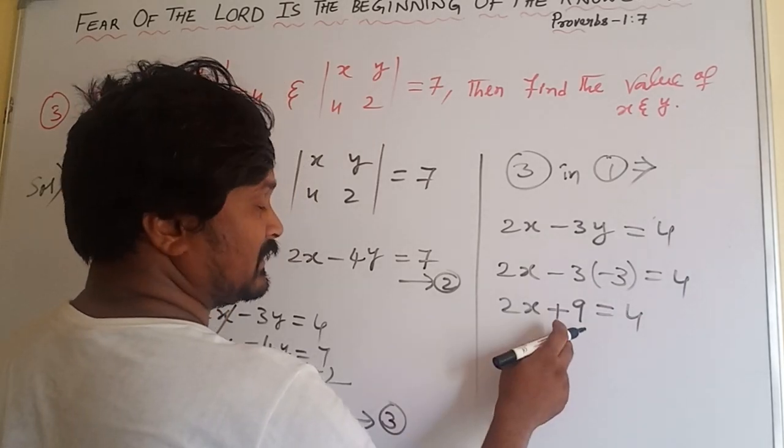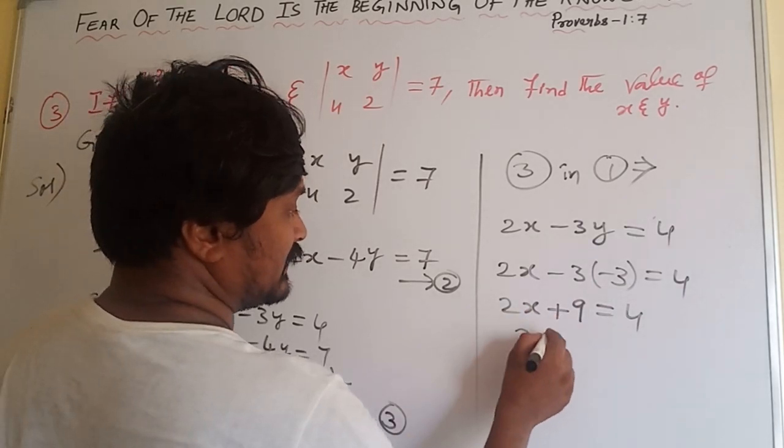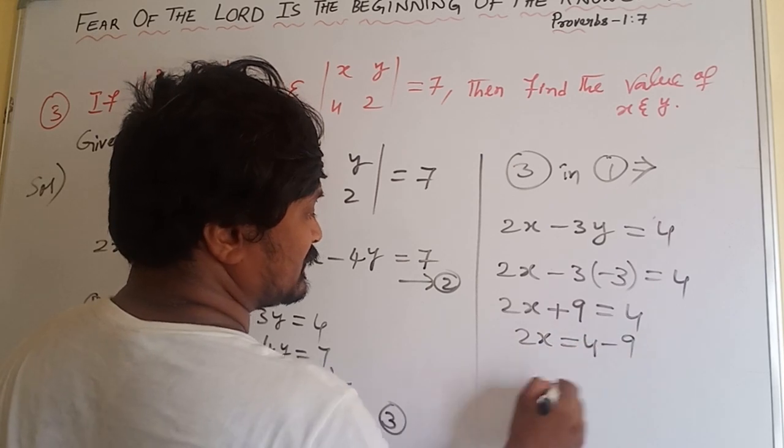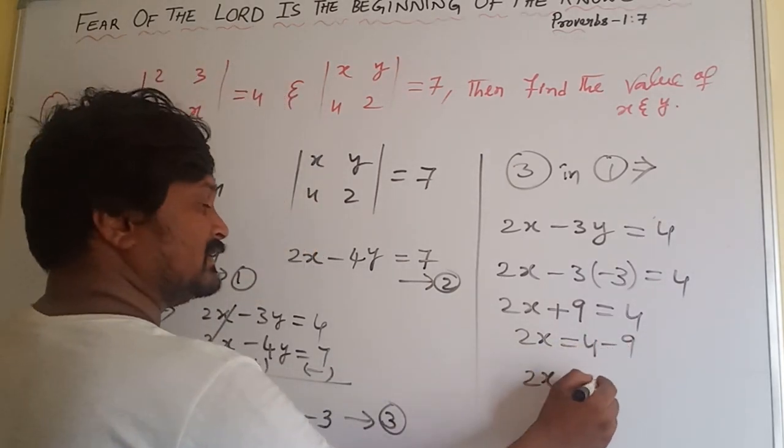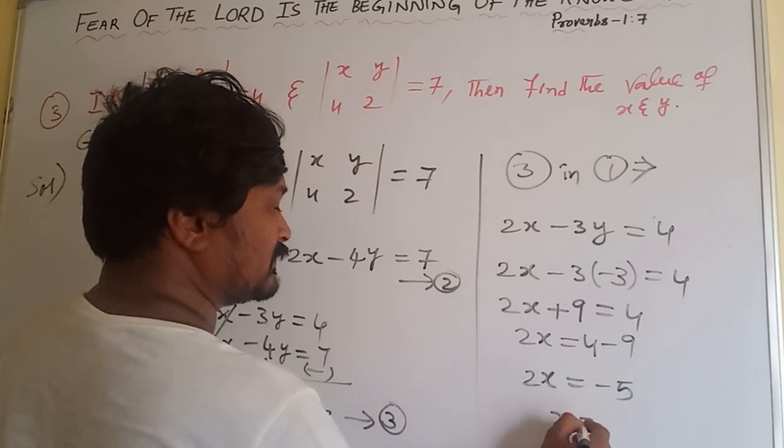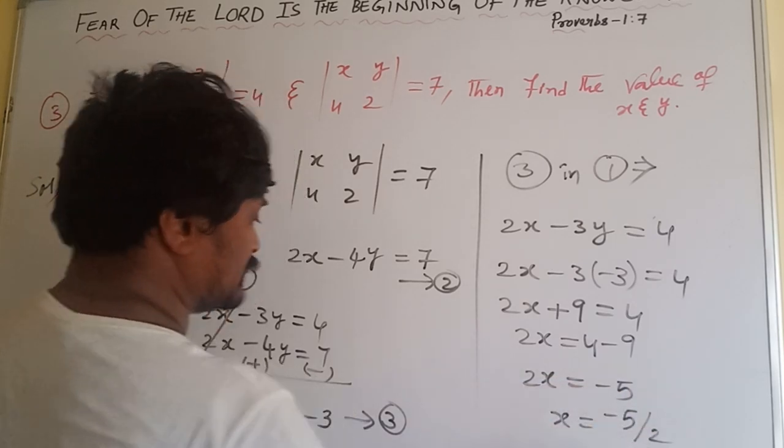So now plus 9 goes to that side, minus 9, 2x is equal to 4 minus 9. 2x is equal to, so 4 minus 9 is nothing but minus 5. x is equal to minus 5 upon 2.